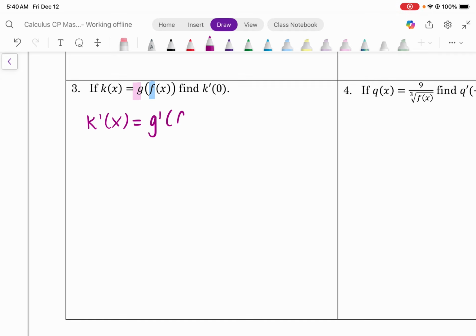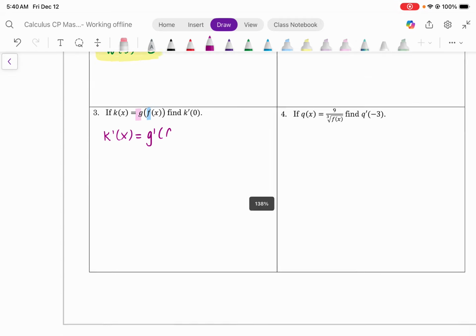Take a moment and try that out. Pause the video. When you are done, please complete and check your work in the answer key section.